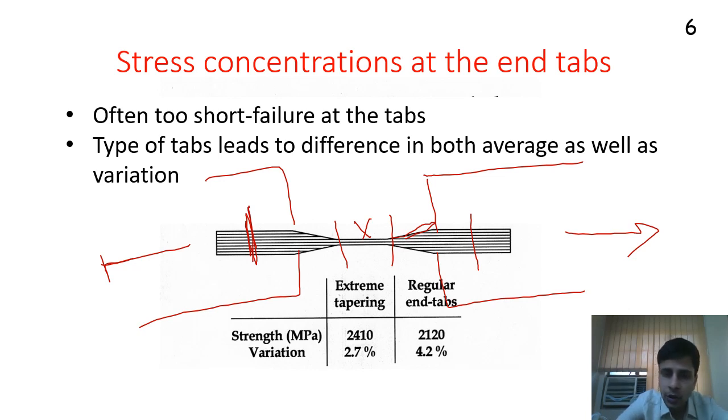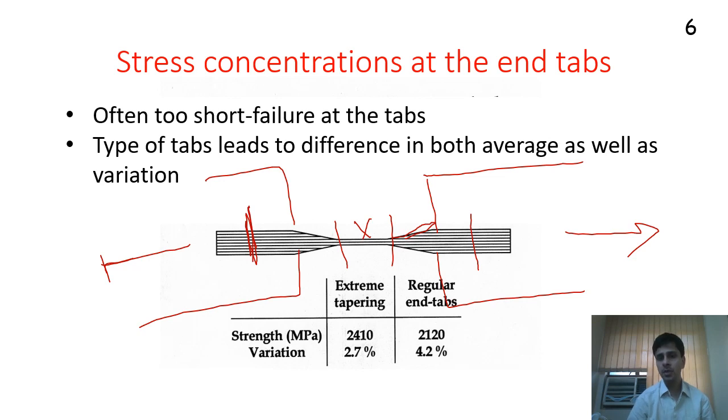And it is shown that depending on how you taper it, there will be slightly different properties of strength. So there have been reports where people did a large number of tests for carbon fiber epoxy UD composites with extreme tapering as shown in the figure and also with regular end tabs. And extreme tapering shows that the strength of the composite is about 300 megapascal higher and the variation is also low.